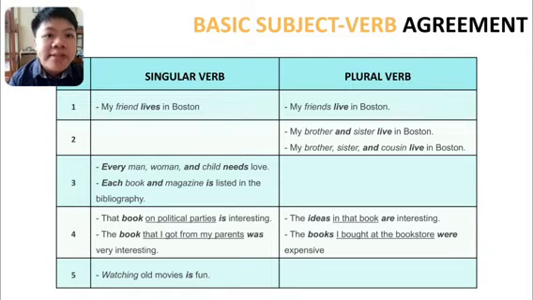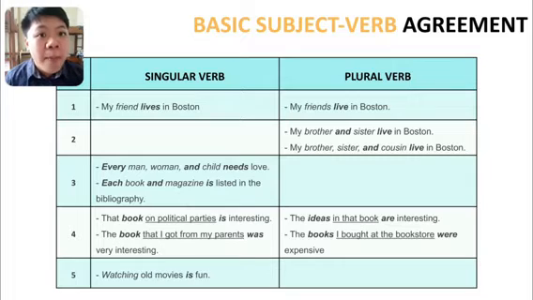My friend lives in Boston. And the plural verb, my friends live in Boston. Okay, so for number 1, if the subject is singular and if it is the third person singular, you have to add s or es to the verb. But if the subject is plural, you may not put s or es in the verb.